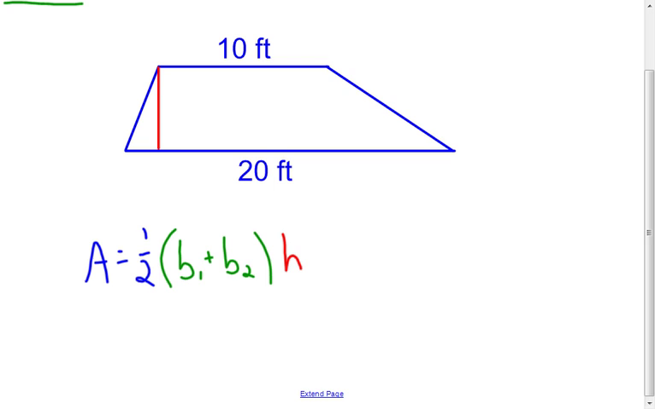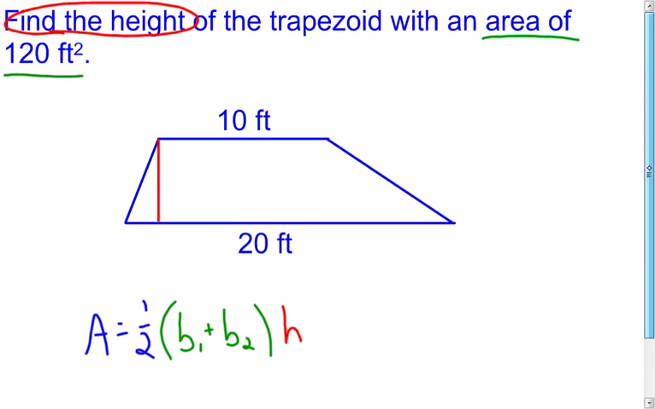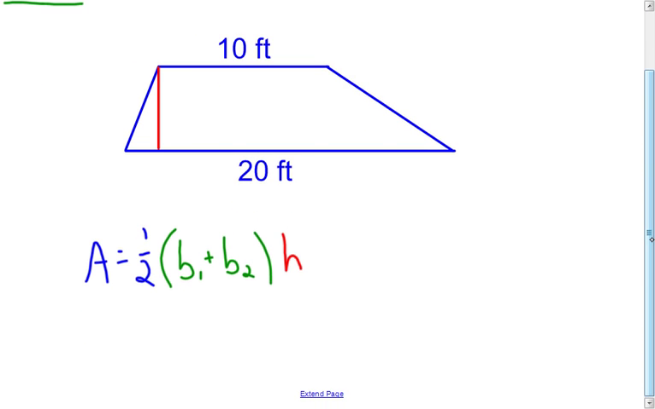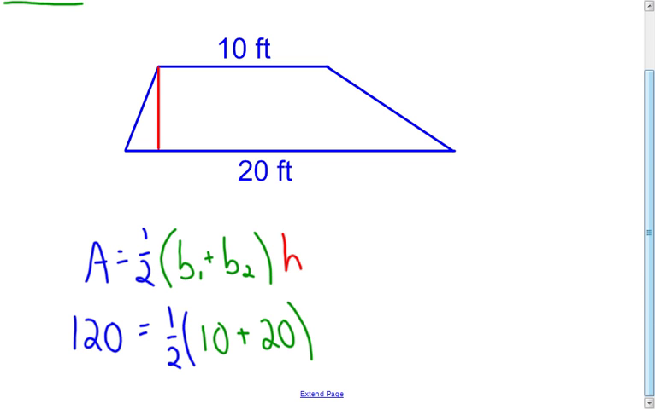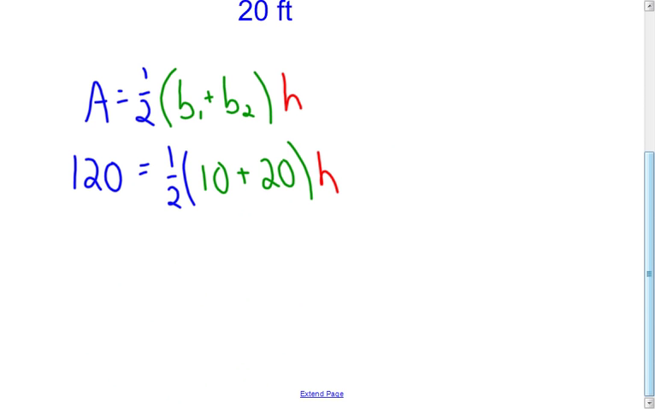It told me in the problem that the area is 120 square feet. I'm going to plug that into the A in my formula, equals 1/2. Base 1, I see, is 10 feet, and it really doesn't matter which one is which. Plus the length of base 2, which is going to be 20, and then times my height. I don't know that, so there's the one variable. I have an equation with one variable. Now it's just a matter of solving.